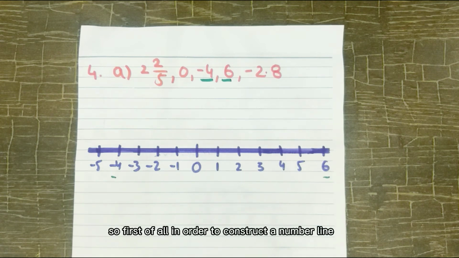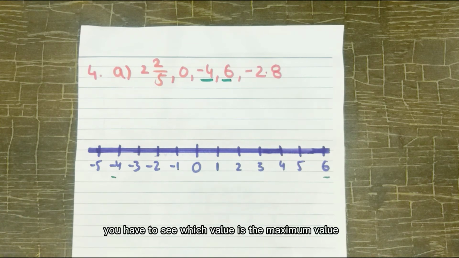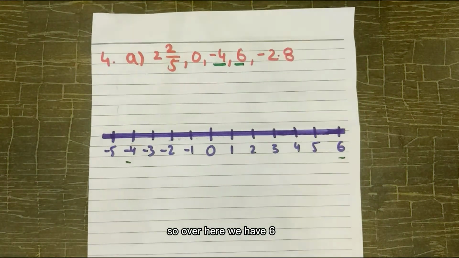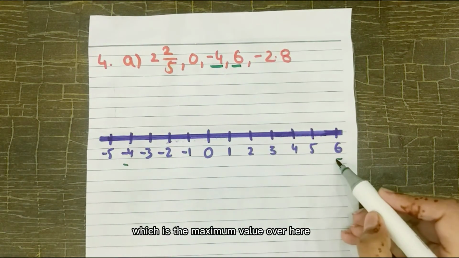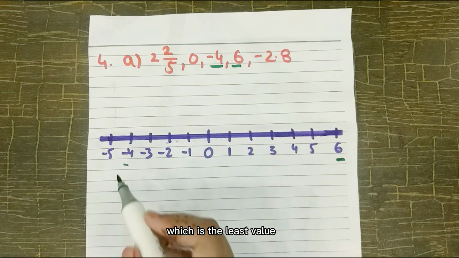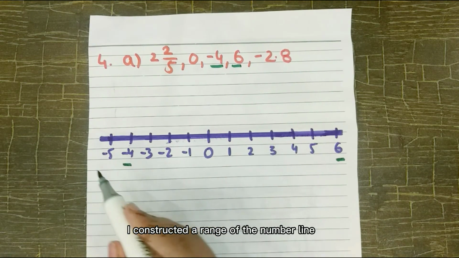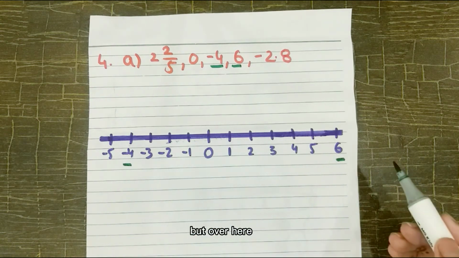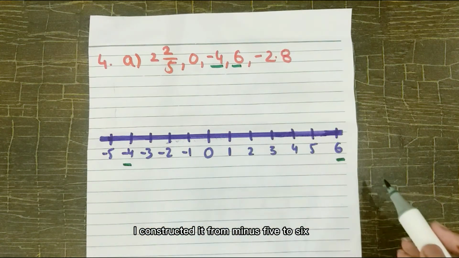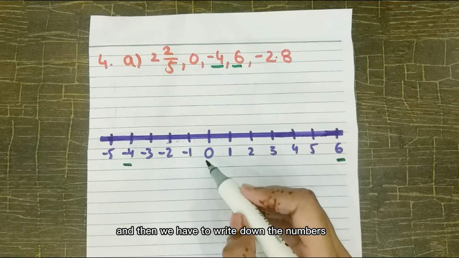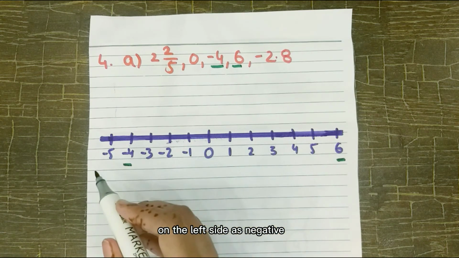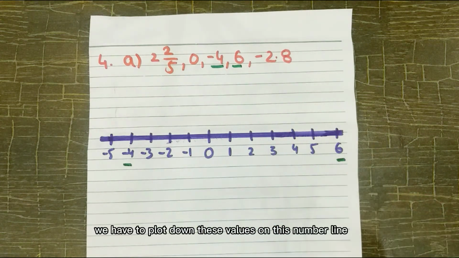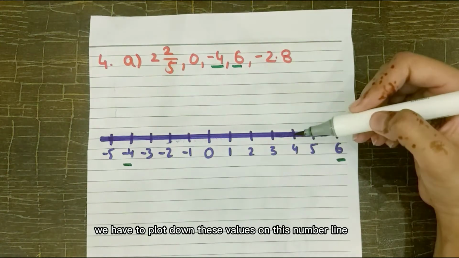First of all, in order to construct a number line, you have to see which value is the maximum value and which value is the least value. Over here we have 6, which is the maximum value, and we have minus 4, which is the least value. I constructed a range of the number line from, you can also construct it from minus 4 to 6, but over here I constructed it from minus 5 to 6. We have to keep our 0 and then write down the numbers on the left side as negative and on the right side as positive numbers. Now that we have this, we have to plot these values on this number line.